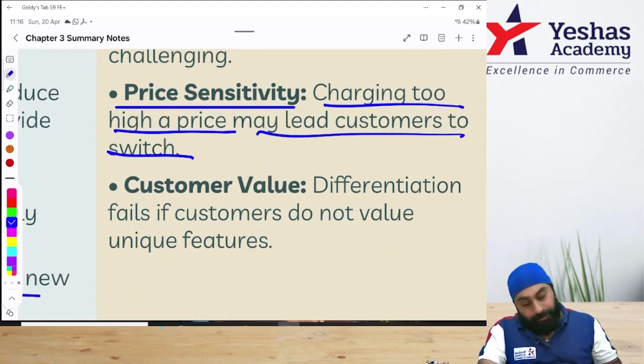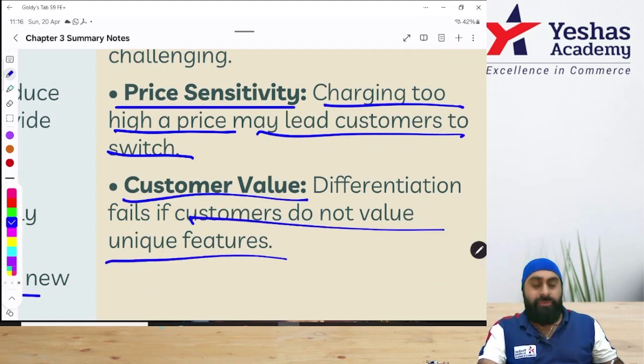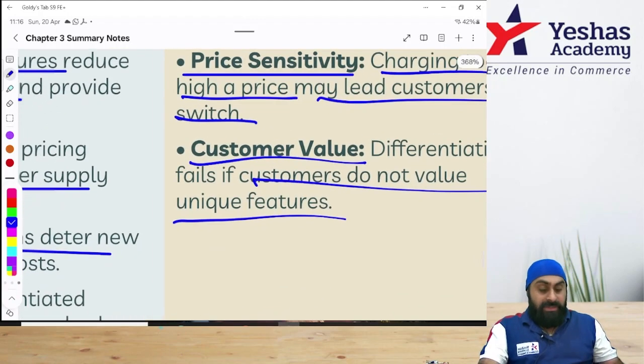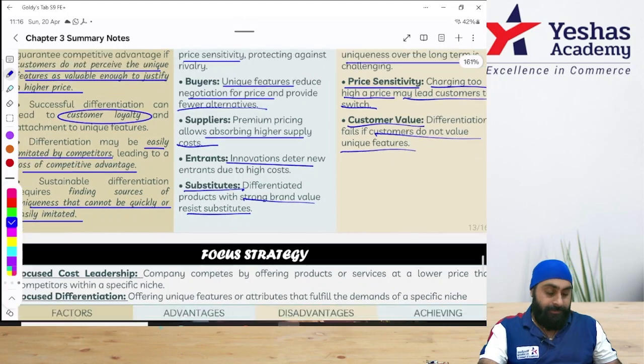Customer value. Differentiation fails if customers do not value the unique feature. If they think it's not unique, trust me, it is not a unique product. So customers should think that it's a unique product.